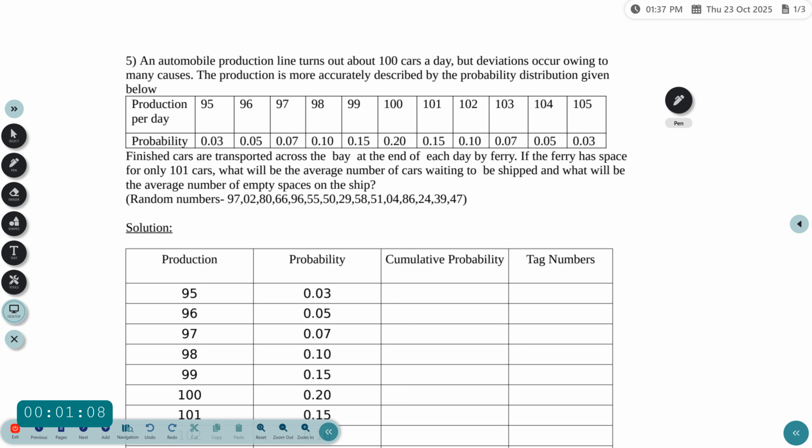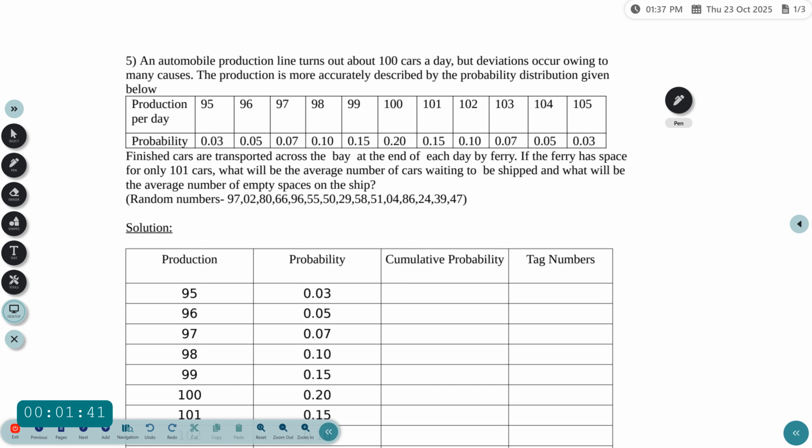If the ferry has space for only 101 cars, what will be the average number of cars waiting to be shipped and what will be the average number of empty spaces on the ship? So, random numbers are given to you: 97, 80, 66, 96, 55, 50, 29, 58, 51, 04, 86, 24, 39 and 47.